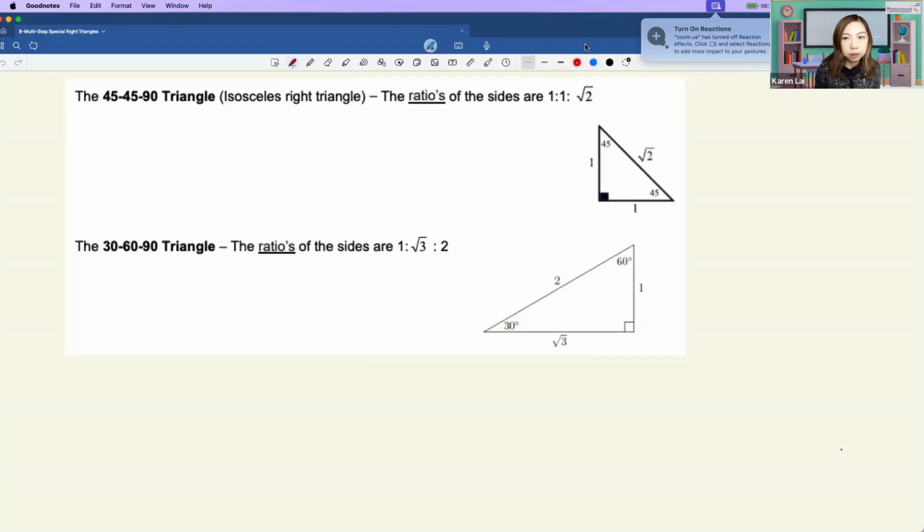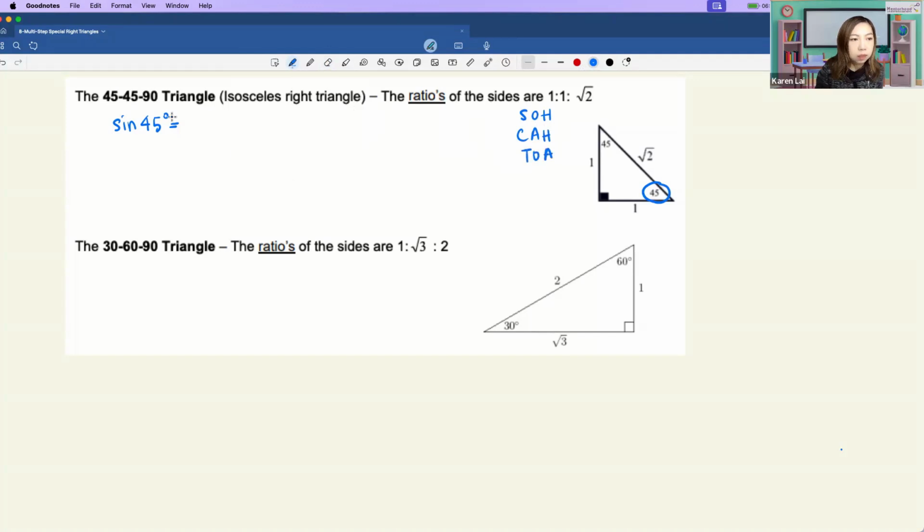Right here, the first one. One of these angles is 45, the other would also be 45 because all three of these angles add up to 180. So when we look at our trigonometry, sine 45 degrees, we can do a little review on our trigonometry ratios, which is SOH CAH TOA. When we look at sine, we look at SOH, which is opposite over hypotenuse. Opposite of this 45 degree angle is 1 over hypotenuse, which is root 2.